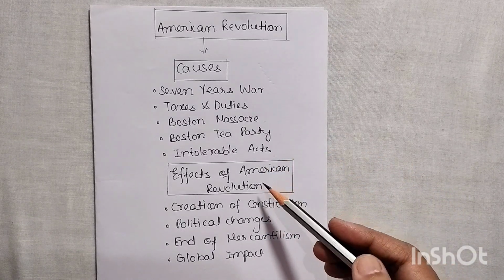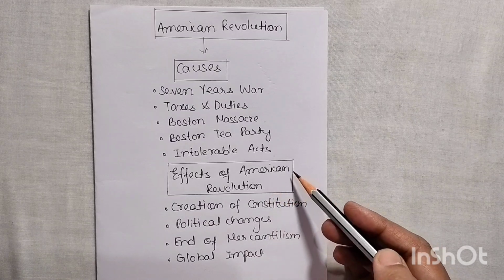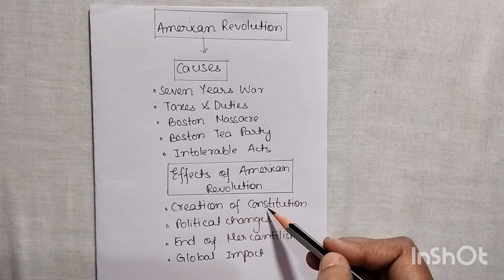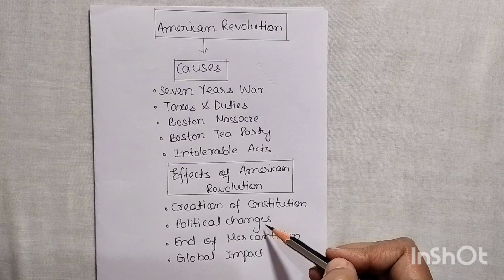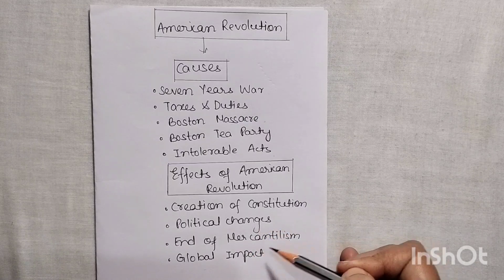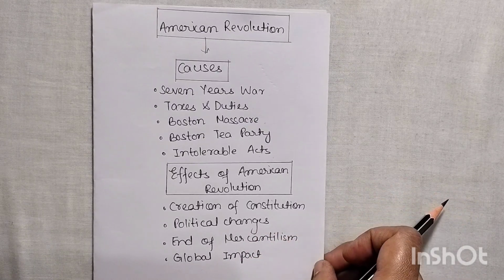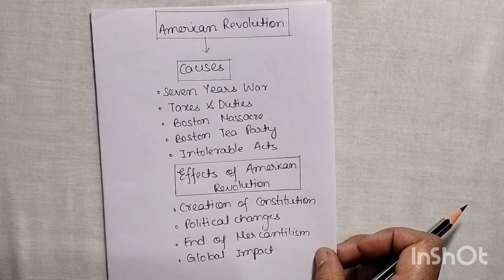And in consequences, that is, what is the after effect of the American Revolution. Here we will see the creation of constitution, political changes, end of mercantilism, and global impact. So let us start this topic.